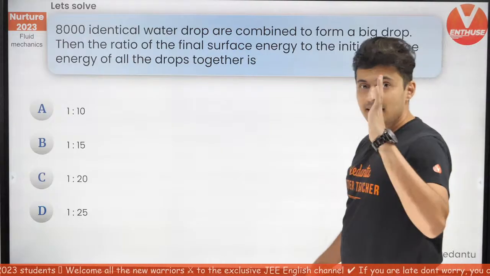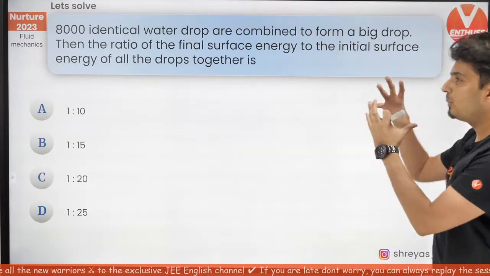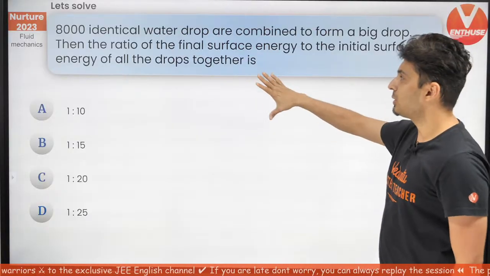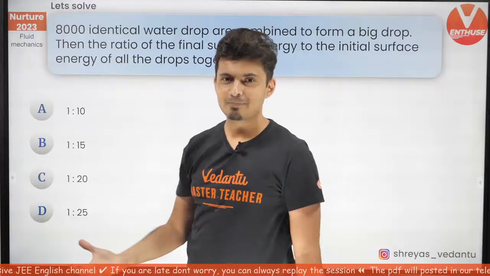There are 8,000 identical small drops. They combine to form a big drop. What do you think is the ratio of the final energy to the initial energy of all the drops?